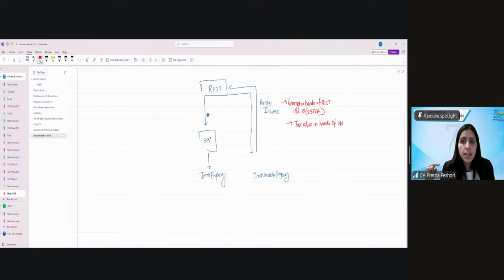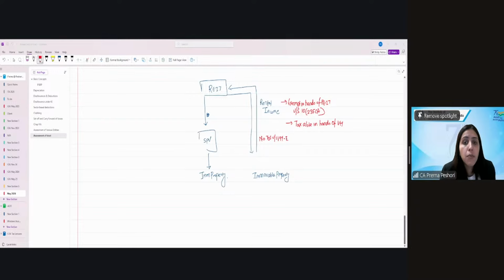Now, when this rental income will be paid by, let's say, tenant to REIT, will the tenant deduct the TDS under 194I? There is a TDS under 194I, right? On the rental payments? Yes or no? So your TDS will not apply because this is exempt under 10(23FCA). So no TDS under section 194I.